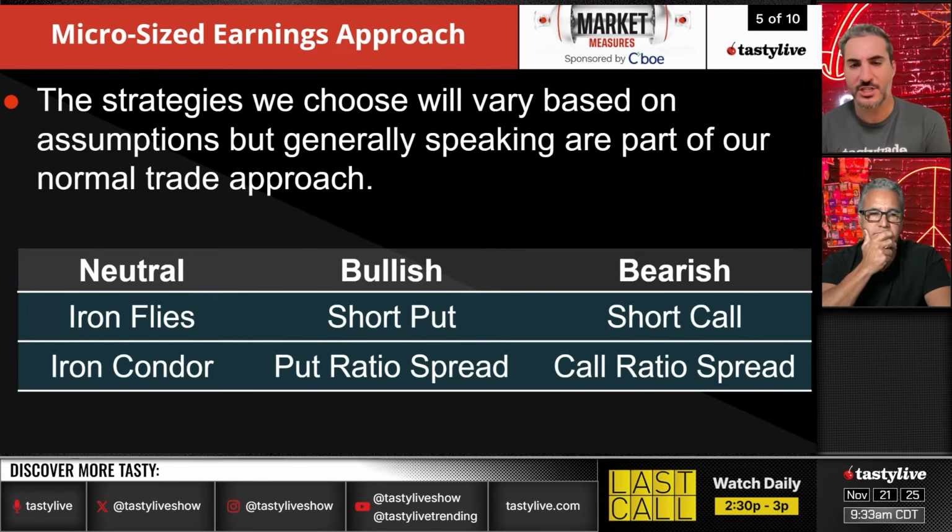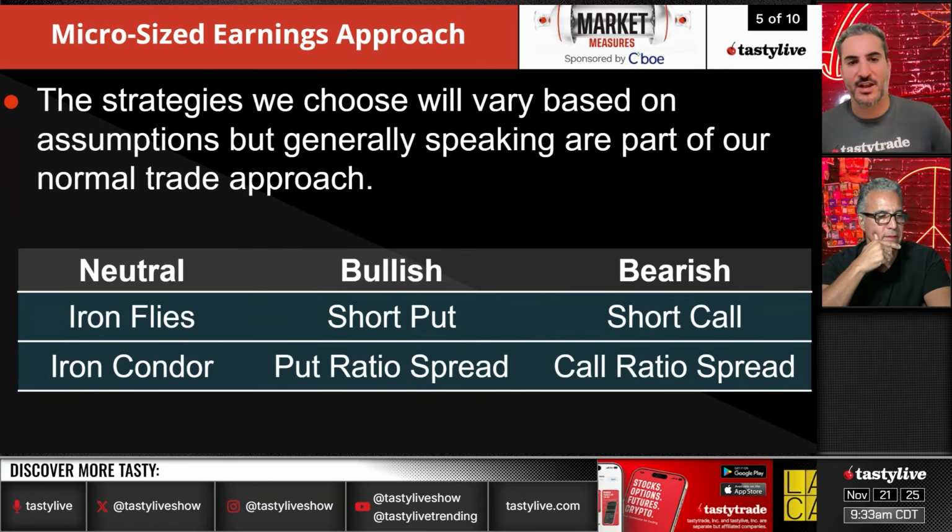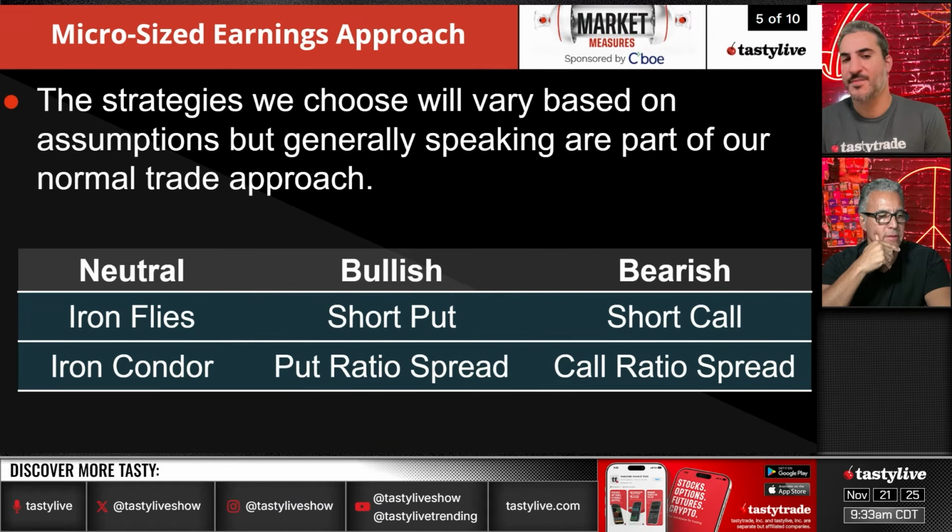The strategies we choose will vary based on the assumption, but generally speaking, part of our normal trading approach: if you're looking at bullish trades, short puts or put spreads; bearish, short call spreads; of course, iron flies and iron condors are on the table if you want that neutral delta. We do a lot of diagonal spreads and calendar spreads, all those things are on the table into earnings. Of course. Next slide here.